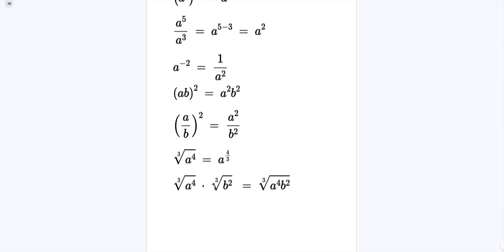Now we have a cube root of a to the power 4. When we break it with the laws of indices, that would be a to the power 4, and then in the denominator it would be this 3. Similarly, with the cube root of a to the power 4 times the cube root of b squared, the cube root is common in both, so we can combine them together.